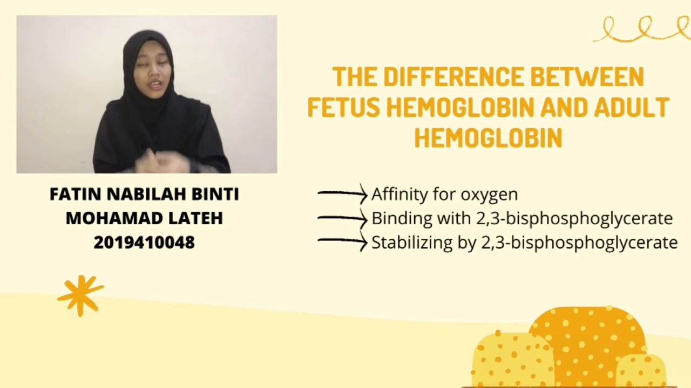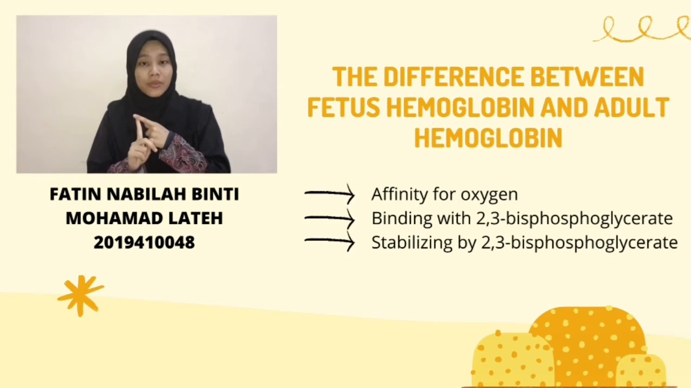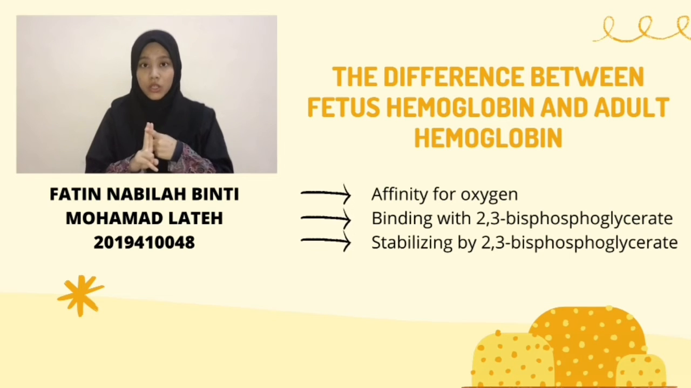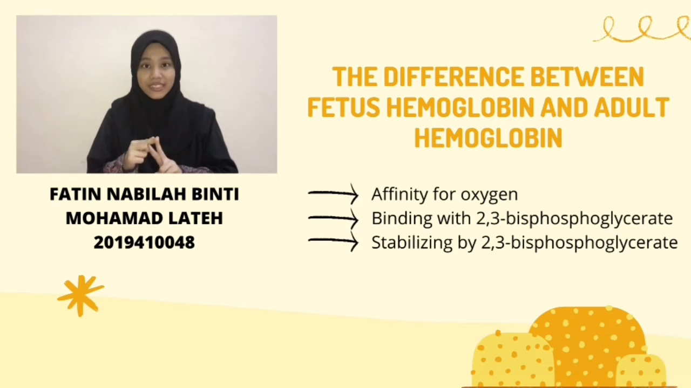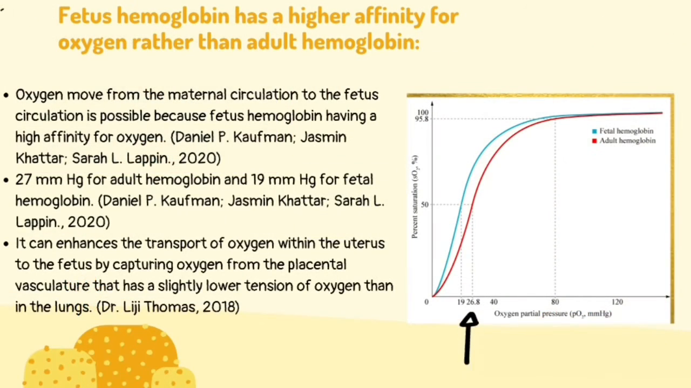In my part, I will explain the difference between fetal hemoglobin and adult hemoglobin, which are affinity for oxygen, binding with 2,3-bisphosphoglycerate, and stabilizing by 2,3-bisphosphoglycerate. The first difference is that fetal hemoglobin has a higher affinity for oxygen than adult hemoglobin.